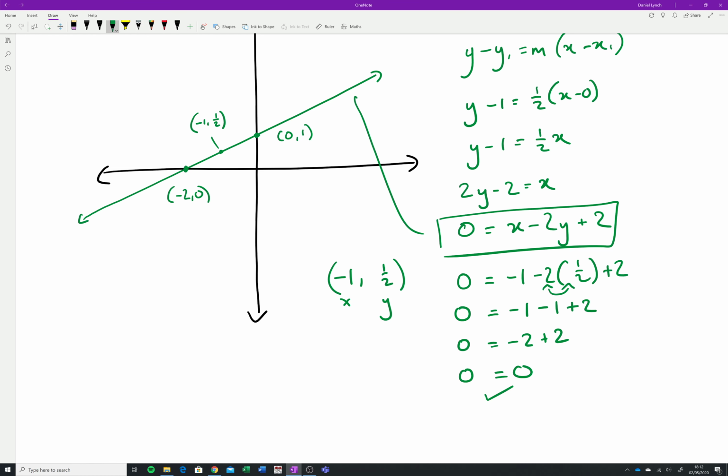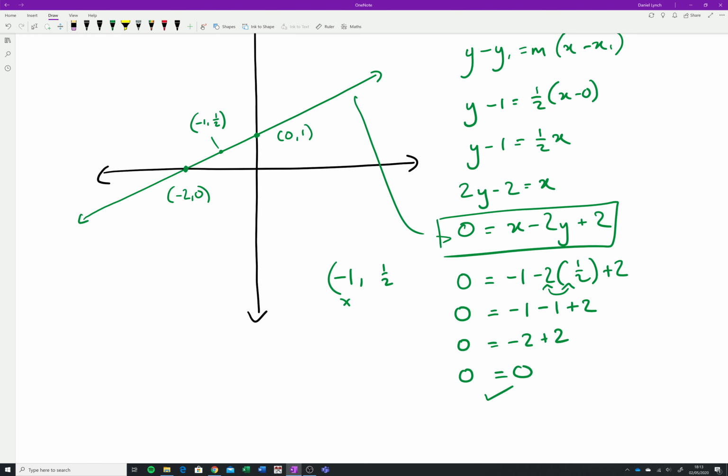If we had picked something that's not on there, we'll take something here. We'll say that this point here is 5, minus 1 or something like that. If you subbed that one in there, you would end up getting 0 is equal to 5 minus 2 times minus 1 plus 2. You get 0 is equal to 5 plus 2 plus 2. You get 0 is equal to 9. That obviously makes no sense. And it just means that this point is not part of that line. Okay, so that is what it means to get the equation of a line.